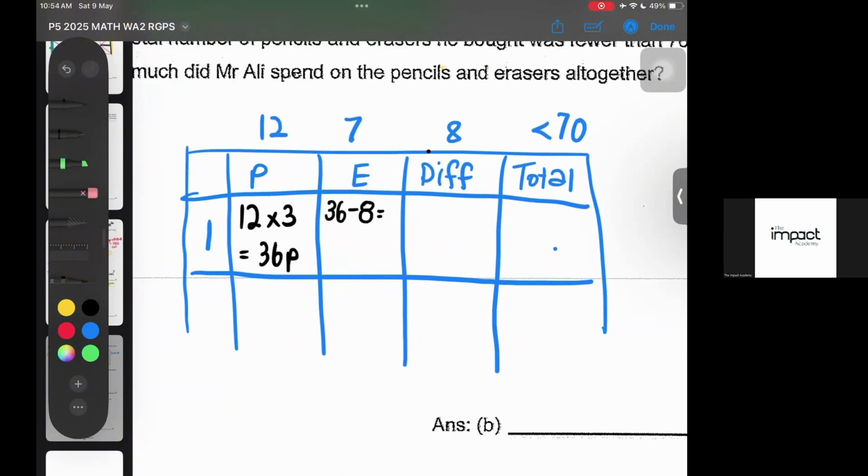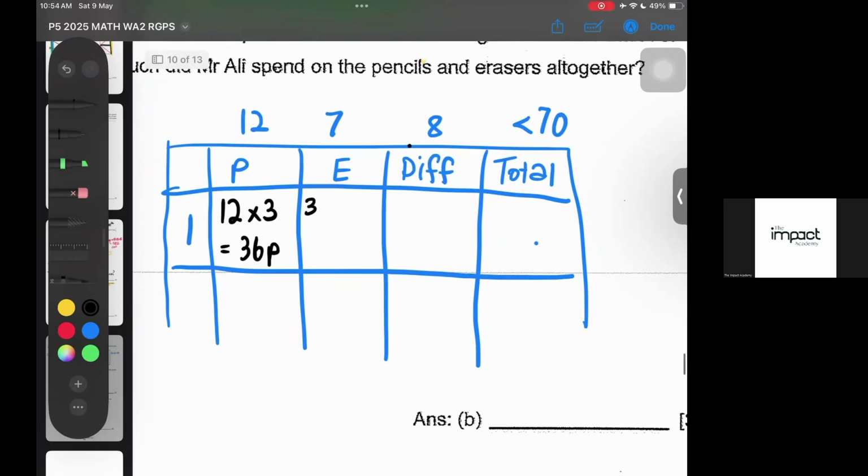Is 28 a multiple of 7? Yes, very good. So 36 minus 8 equals 28 erasers. I divide by 7, 28 divided by 7, and we get 4 packs of erasers. Do you agree or disagree? So the difference is correct.